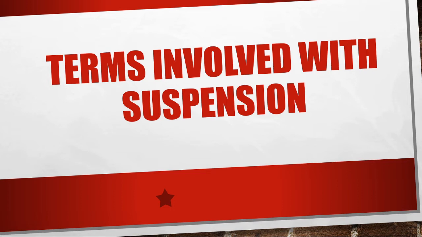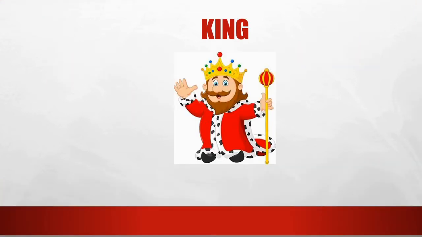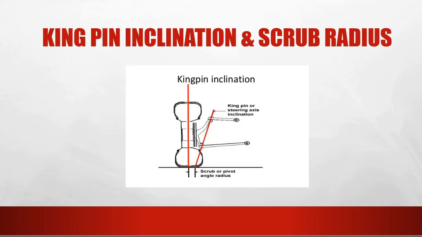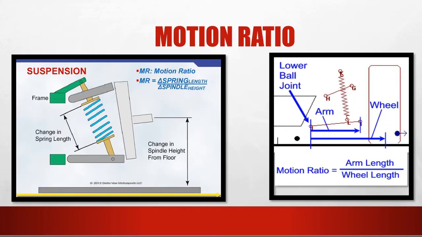Terms involved with suspension. First thing here is kingpin inclination. It is the angle between the axis joining ball joint centers, also known as the steering axis, and the vertical passing through the wheel center. Now here we have another thing, that is scrub radius. It is the distance between the steering axis and the spindle offset when measured from the ground. Now let's get to the next term, which is motion ratio. It is defined as the change in spring length to the change in spindle height from floor. That takes us to the formula MR equals change in spring length divided by change in spindle height.